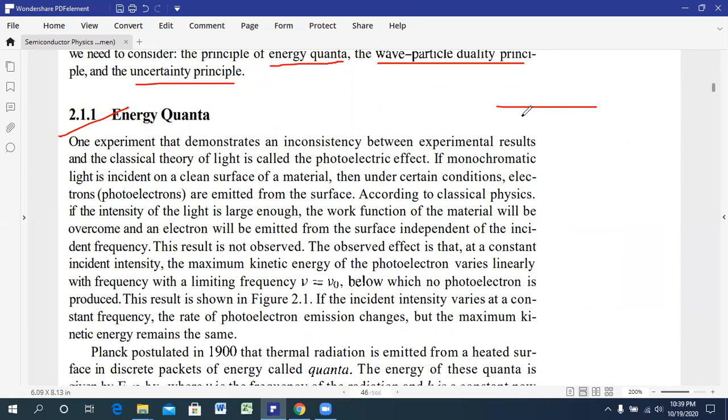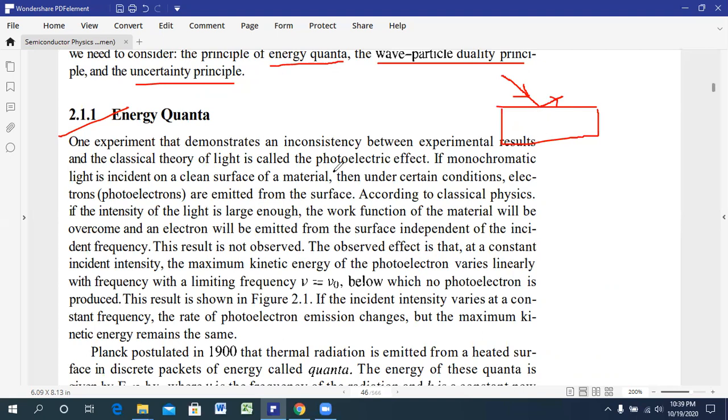Say, for example, we have this surface. If a monochromatic light falls on this surface, then after certain conditions, electrons will be emitted from this surface. That is the photoelectric effect.